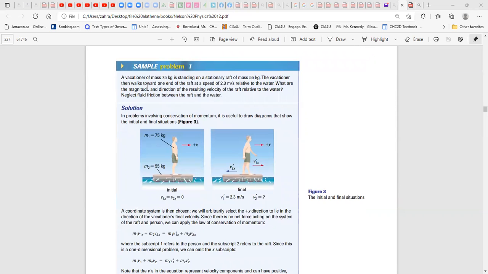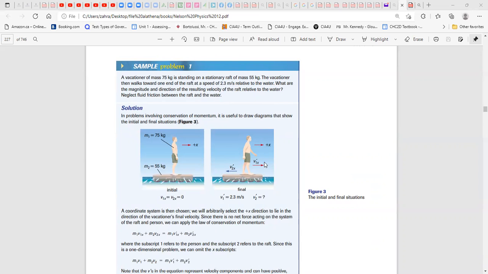So look at this question. A person of mass 75 kilograms is standing on a stationary raft of mass 55 kilograms. The person then walks toward one end of the raft. So before the interaction, both were not moving, and after, the person is moving at 2.3 meters per second. What are the magnitude and direction of the resulting velocity of the raft relative to the water?